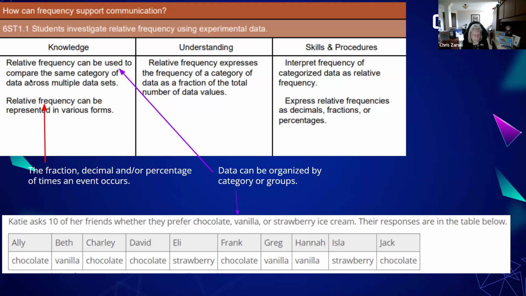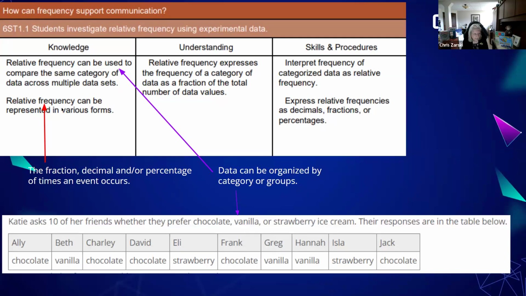So here's where some new language is going to come in. Relative frequency can be used to compare the same category of data across multiple data sets. So I know this is a little bit faint, but I was looking for an example that gave me sort of the whole thing. I didn't want you to have to hunt around and get different volumes. So we're just going to do one big example to sort of unpack this.